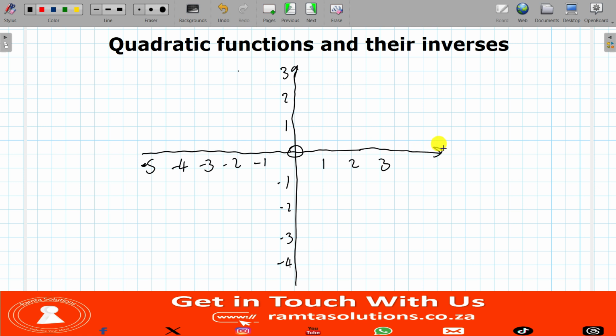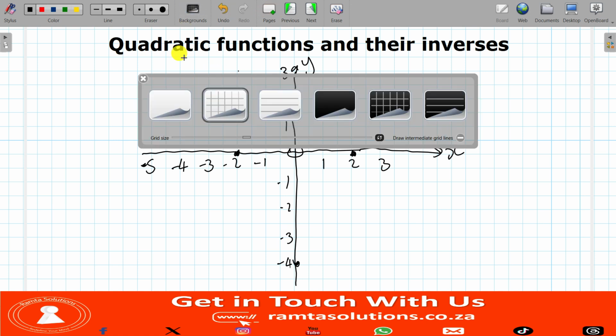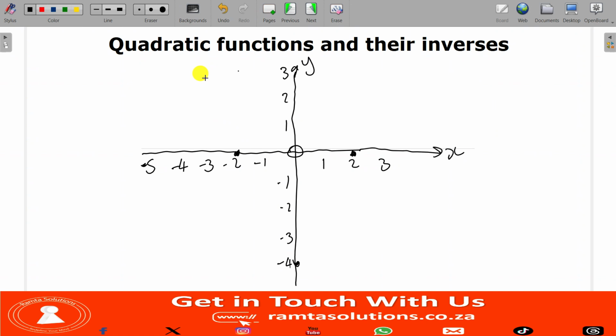Okay, this is X and this is Y. So we said X intercepts are -2 and +2, and Y intercept was -4. So our graph, I can remove the grid now. Our graph is something like this.